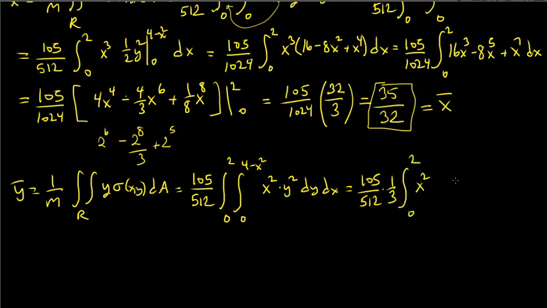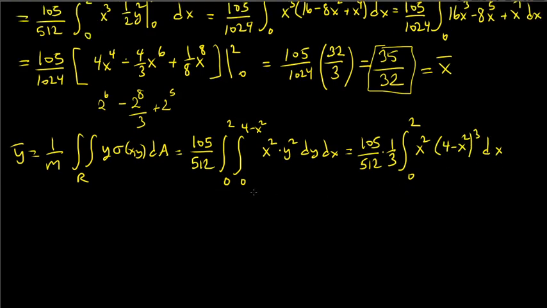Don't forget the x squared again. That's good advice for me, right? So you're going to get x squared times 4 minus x squared cubed minus 0, right? Y 0 cubed is 0. Okay, so expanding all that out, and the 105 divided by 3 is still 35. So this is 35 over 512 so far.